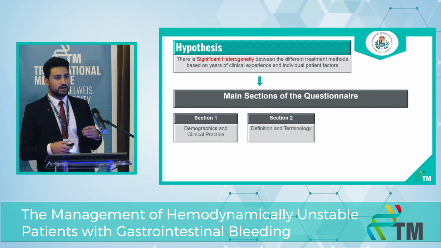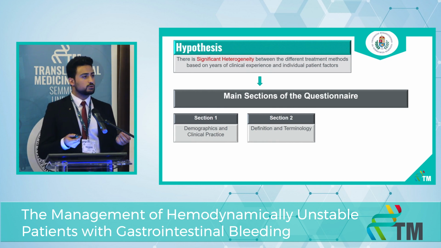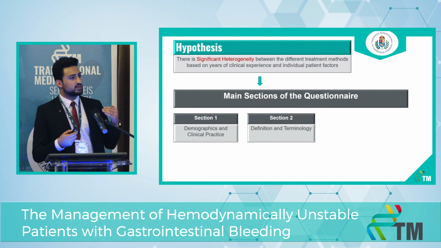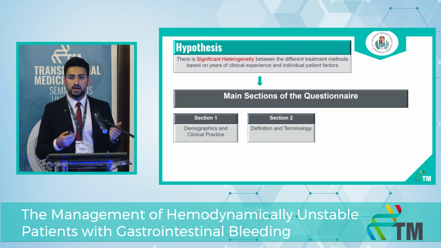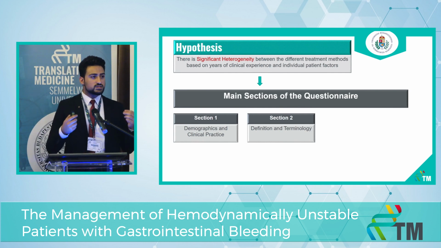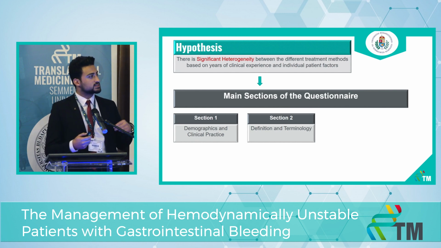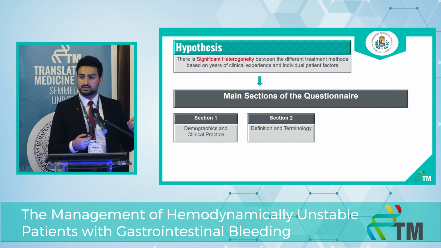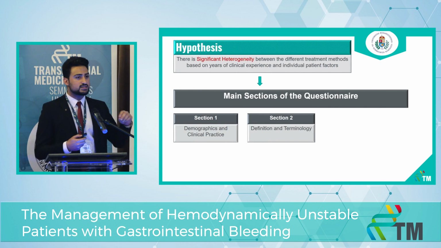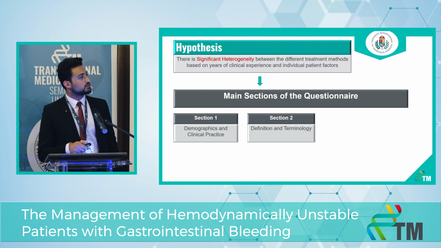Section number 2 is going to be about definitions and terminology. We want to understand the exact definition of hemodynamic instability, because after reading some articles, there is no consensus even in the definition of hemodynamic instability. If I want to simply define it, it's basically systolic blood pressure less than 100 and heart rate more than 100, and in some articles they include syncope. But in other articles, they play with the numbers, so sometimes it's less than 90, less than 120, less than 115, so we want to see what the exact definition is.